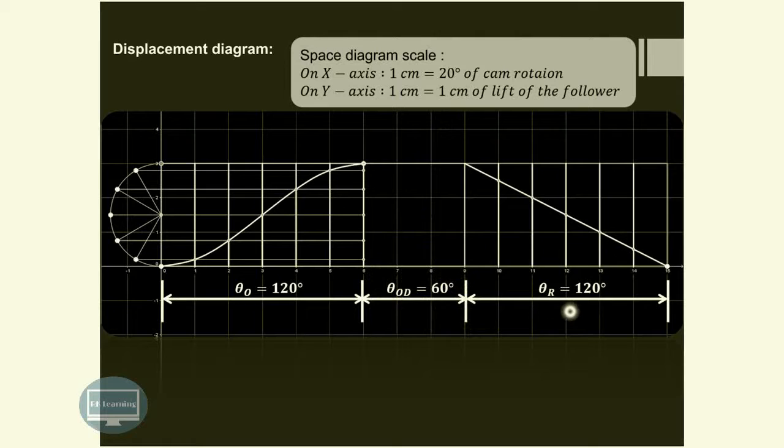Similarly, this return stroke is of 120 degrees. So it is 120 divided by 20, that is 6 cm. Then as this outstroke is with simple harmonic motion, we have constructed this semicircle over here, and we have divided it into 6 equal parts.